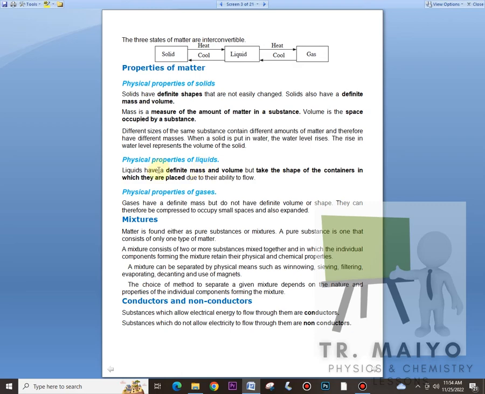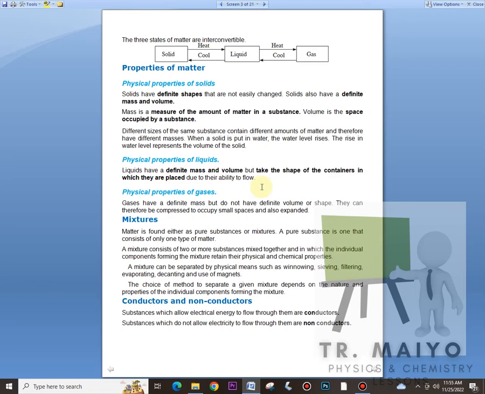Let's look at the liquids. Properties of liquids. That is the physical properties of liquids. Liquids have a definite mass and volume, but they take the shape of the container in which they are placed because they have the ability to flow. In short, I'm saying this: liquids have indefinite shape. They only have definite mass and definite volume, but indefinite shape. Let's look at the physical properties of gases. Gases have definite mass only, but do not have definite volume or shape. They can therefore be compressed to occupy small spaces and also expanded.